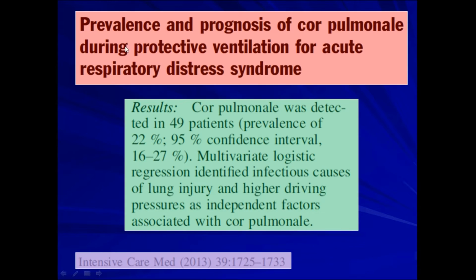time. In this study, they tried to find the prevalence and the prognosis of cor pulmonale during protective ventilation for ARDS patients. So they found that it's around 22%. Of around 150 patients they studied, 22% were having cor pulmonale. These patients were on conventional mechanical ventilation with protective lung strategy, meaning low tidal volume and high PEEP. And when they tried to find the reason why these patients were having right heart failure, they found higher driving pressure and infectious cause, pneumonia, as a reason for these patients to have right heart failure.